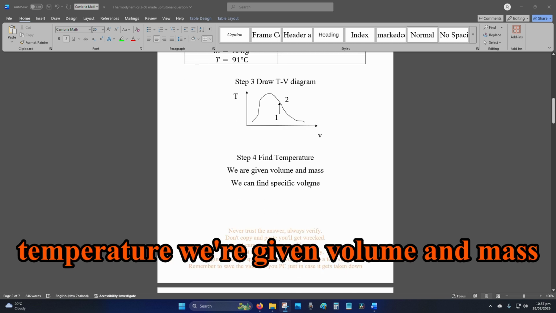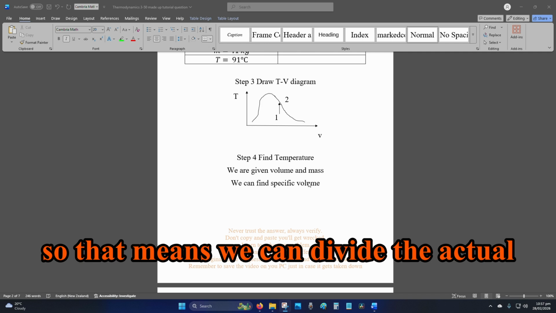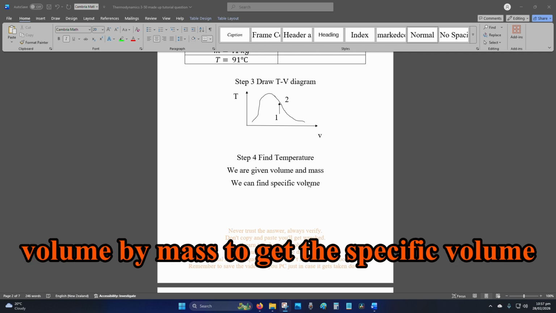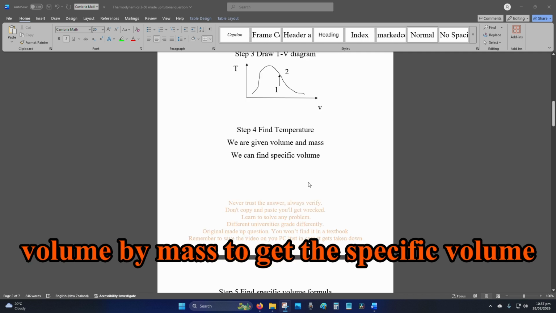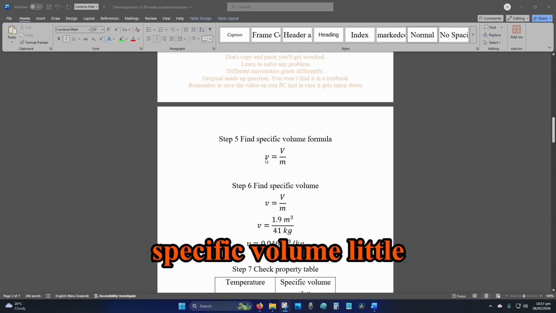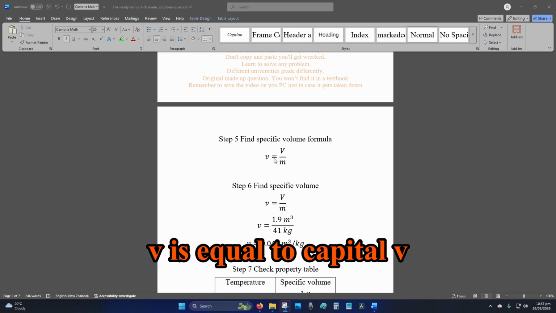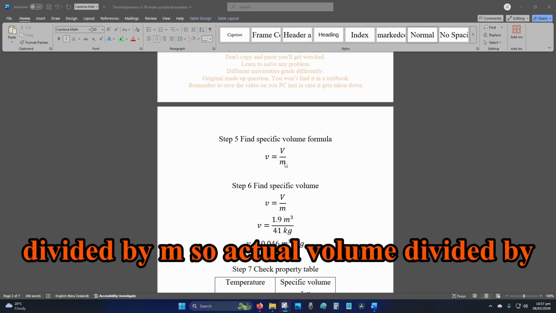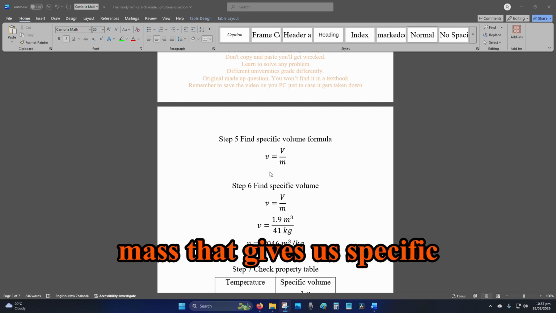Okay, step 4, find the temperature. We're given volume and mass, so that means we can divide the actual volume by mass to get the specific volume. Step 5, find the formula as stated. So specific volume, little v, is equal to capital V divided by m, so actual volume divided by mass. That gives us specific volume.